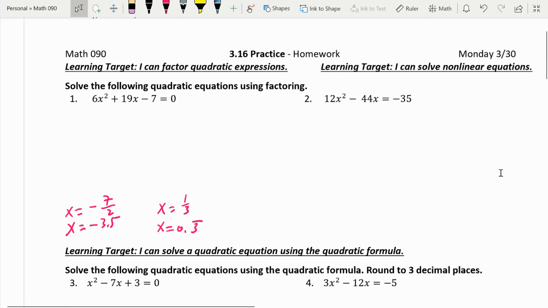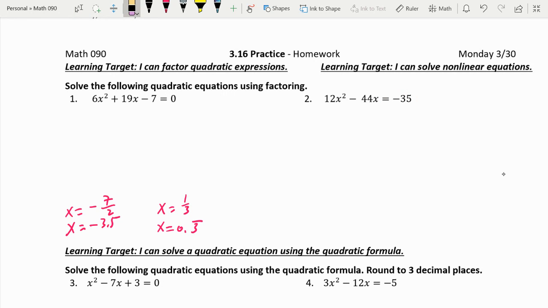Number two, here's the way I teach it. So I'm going to end up, almost forgot, it's not equal to zero. I almost started off wrong. All right. So we have to force it to equal zero.